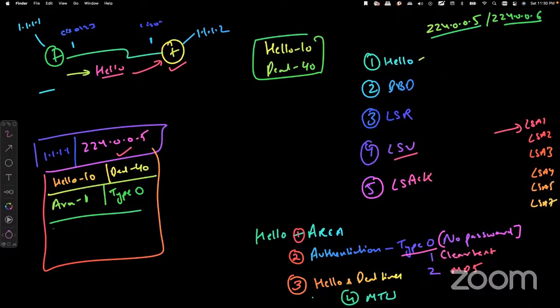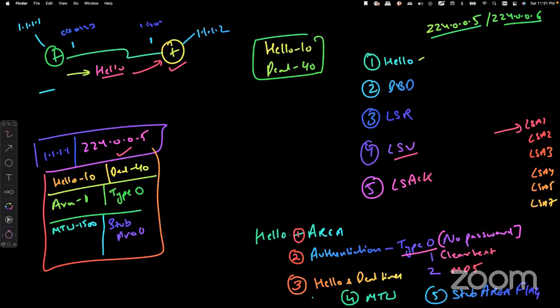MTU by default is 1500, but if you change it, you need to have the same MTU on the other side. And there is a fifth thing, which is called the stub area flag. Normally this flag will be 0, because we will see the stub thing later on. So right now, just suppose the stub area flag is 0 and this side is 0 also.